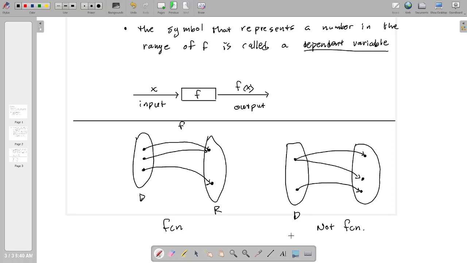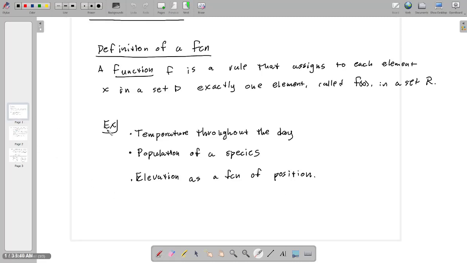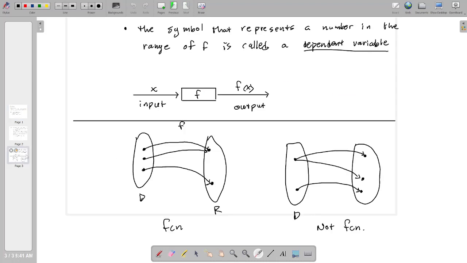And we can see that it's not a function by going back to the definition of what a function is. A function f is the rule that assigns to each element x in a set D exactly one element called f of x in the set R. So each element in D can only be assigned one element in R, but this element here is being assigned two elements in R.